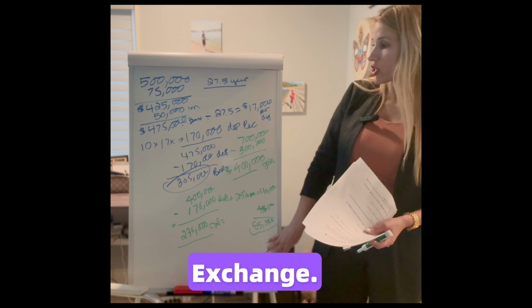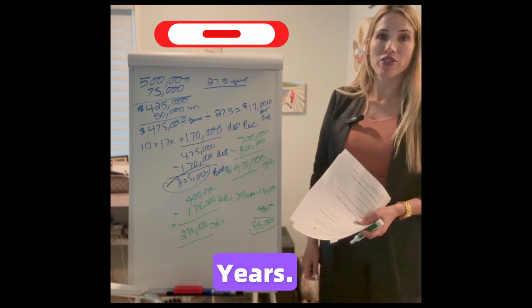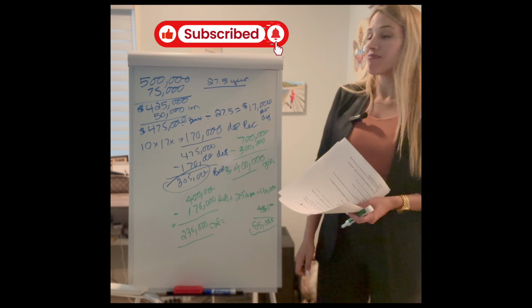If you need more explanation on depreciation and how that works, I use the straight line method with the 27.5 years. So there you have it, recapture.